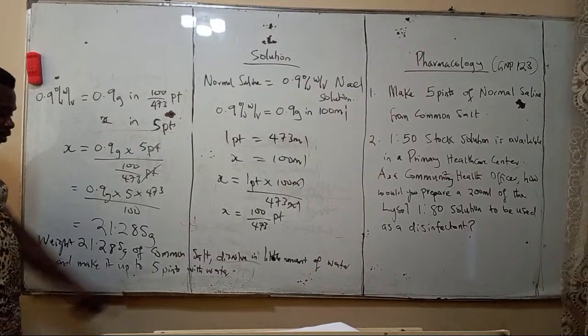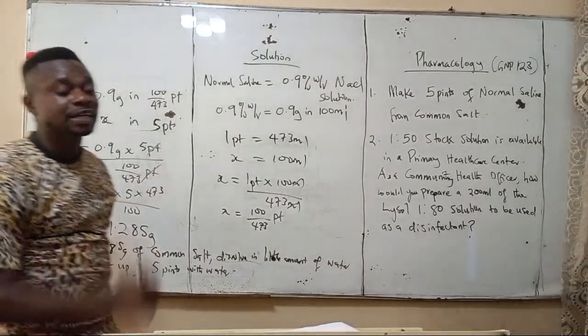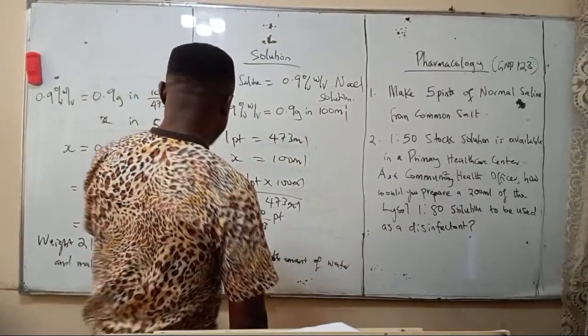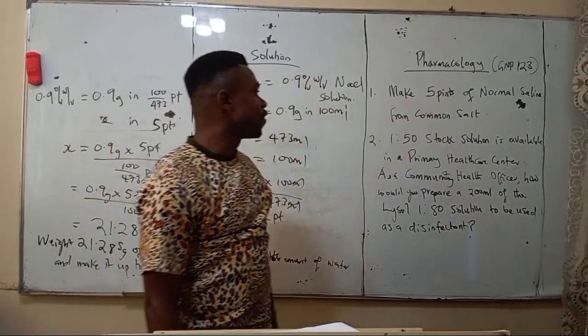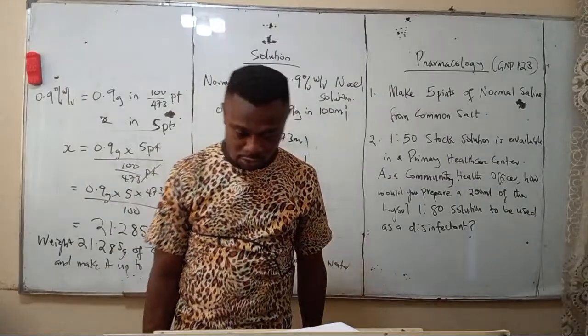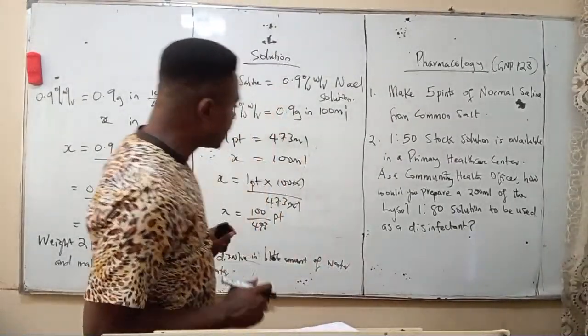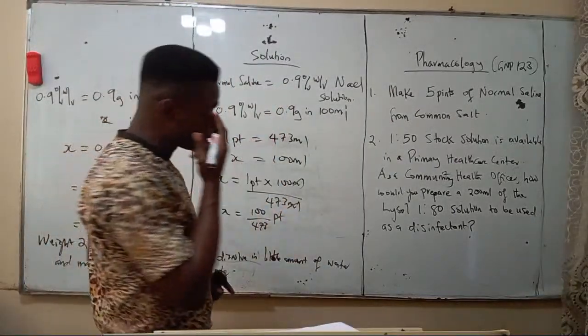5 pints with water. You would have prepared the what? The solution. So that's how you can prepare 5 pints of normal saline from common salts. So I think at this point, move over to the second question.